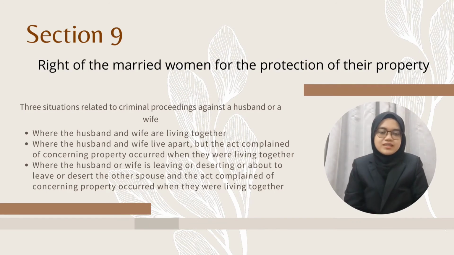There are three situations in relation to criminal proceedings against a husband or a wife. First, where the husband and wife are living together. Second, where the husband and wife live apart, however, the act complained of concerning property occurred when they were living together. For these two situations, no criminal proceedings may be taken by any of the spouses. The third is where the husband or wife is leaving or deserting or about to leave or desert the other spouse, and the act complained of concerning property occurred when they were living together. For this situation, criminal proceedings may be taken against the offending spouse.